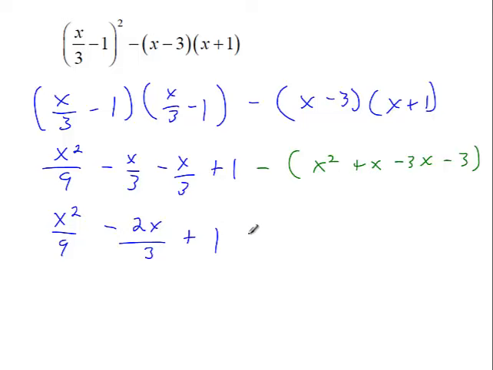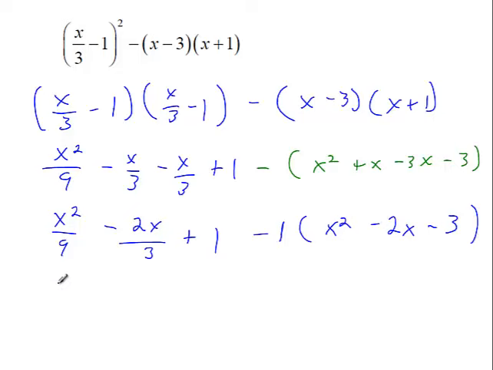And in our second set of brackets, we still have that minus sign. I'm going to keep my number in brackets. We've got x squared, x minus 3x gives us minus 2x minus 3. Now we want to assume that there's a negative 1 in front of this bracket so that we can expand to get rid of that set of brackets.